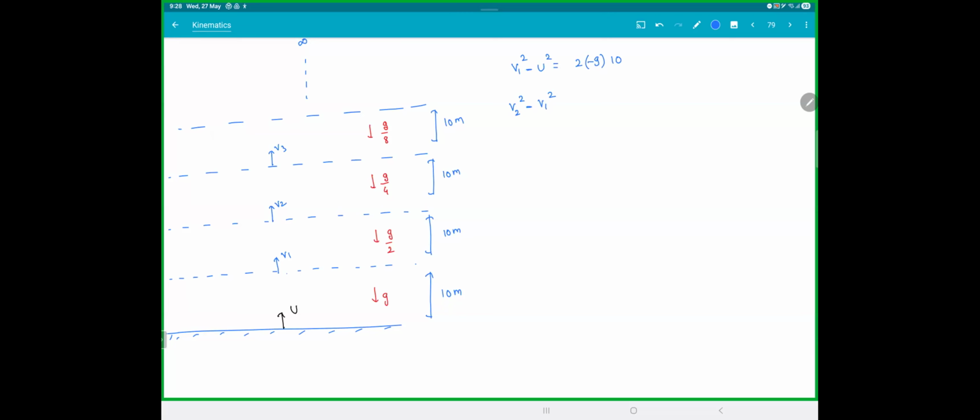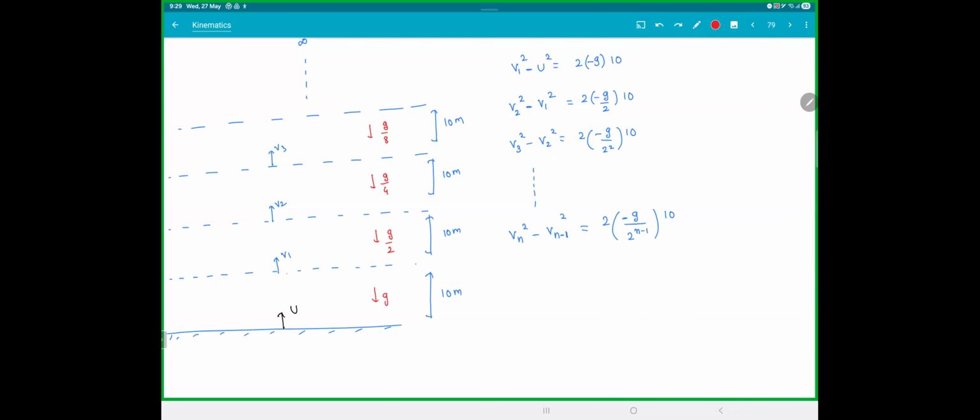Is that making sense? This would be 2 into minus g by 2, the gravity has become half, and this is 10. v3 square minus v2 square is equal to 2 into minus g by 2 square into 10, and so on. If you write this, you get vn square minus vn minus 1 square equals 2 into minus g by 2 power n minus 1 into 10. How do I know it is 2 power n minus 1? Look at this. When this is v1, this is 2 power 1. When it is v2, it is 2 square. So for n minus 1, it should be 2 power n minus 1. I hope you can see the sequence.